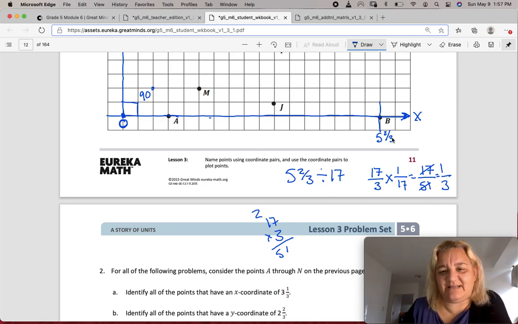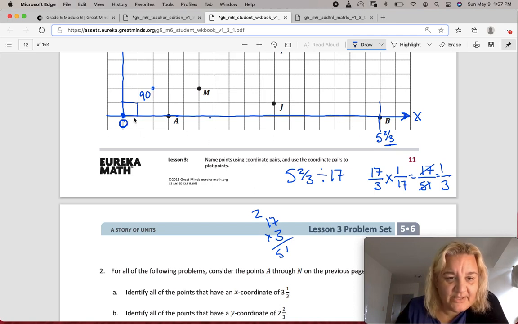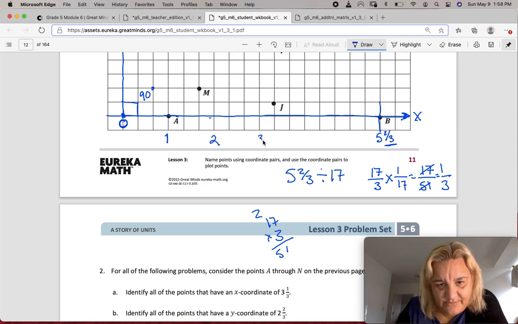And I kind of suspected that because they've already given us this 2/3. So let's see. We can count from 0, and we can go 1/3, 2/3, 3/3. That would be 1. And then 1/3, 2/3, 3/3. That's 2. 1/3, 2/3, 3/3. That's 3. 1/3, 2/3, 3/3. That's 4. 1/3, 2/3, 3/3. That's 5. And then 1/3, 2/3. 5 and 2/3. Okay, good. We've labeled our whole numbers. So that's 5. That's 4. That's 3. That's 2. That's 1.